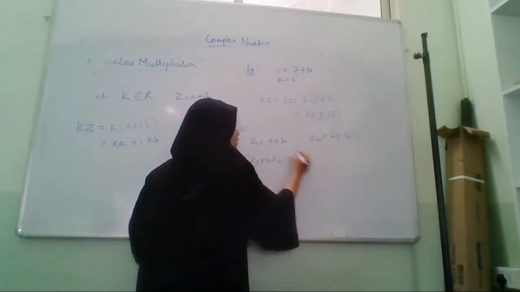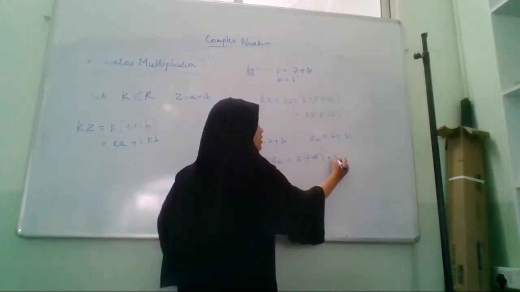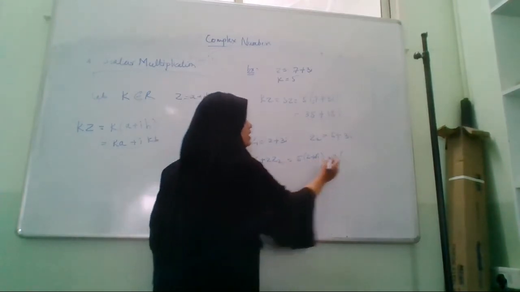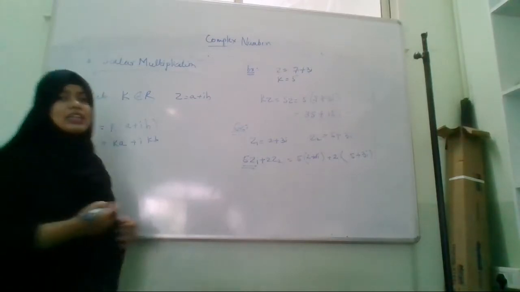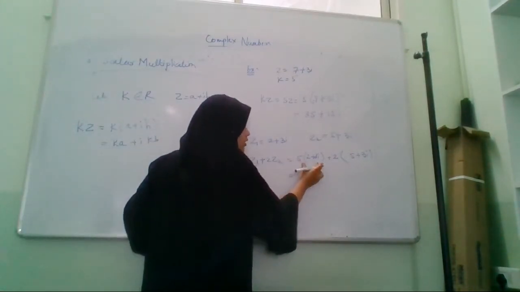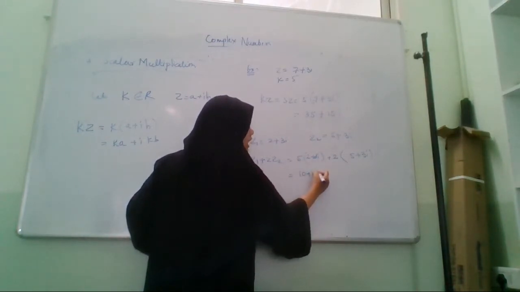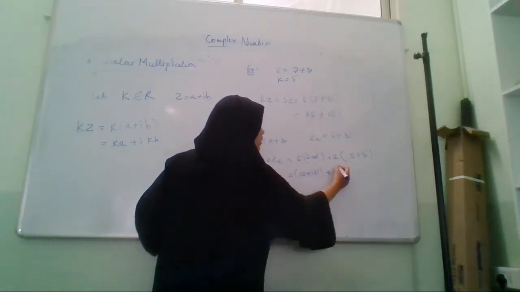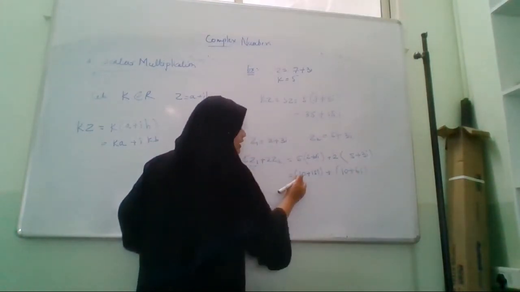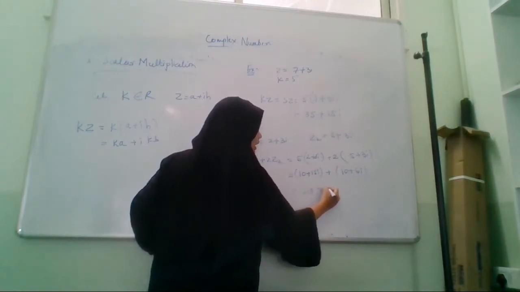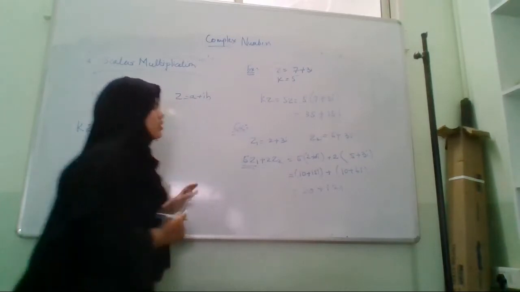So 5 times z1, meaning 2 plus 3i, plus 2 times z2, meaning 5 plus 3i. Now first we will multiply the numbers; what we do is scalar multiplication. So 5 into 2 is 10 plus 15i here, and here it is 10 plus 6i. Now we can add: 10 plus 10 is 20. Taking i common, 15 plus 6 is 21. So this is your answer.